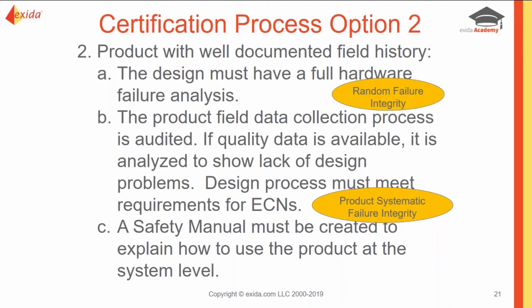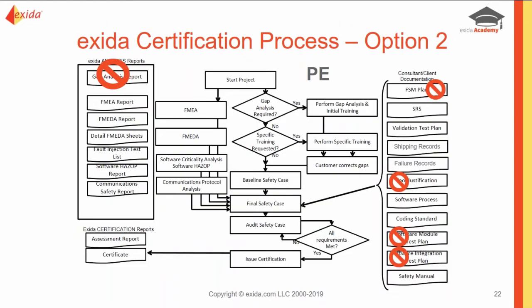And then finally, just like in option 1, you still need to be able to communicate all of this wonderful information to your customers, and you have to do so through a safety manual. So if you think about the flow chart from option 1, if you have that historical data, there are documents and reports and analysis that we can kind of eliminate. This could make your life easier if you don't have that information. This could speed up the process sometimes.